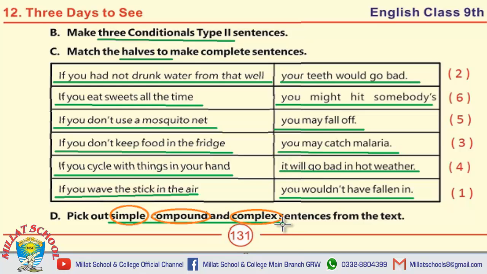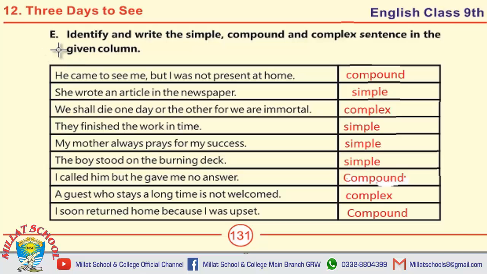Next is the example of complex sentence. Sometimes I have thought that it would be an excellent rule to live each day as if we should die tomorrow. Now look at the more examples of simple, compound and complex sentences in section E. Identify and write the simple, compound and complex sentences in the given columns. The first sentence is, he came to see me but I was not present at home.